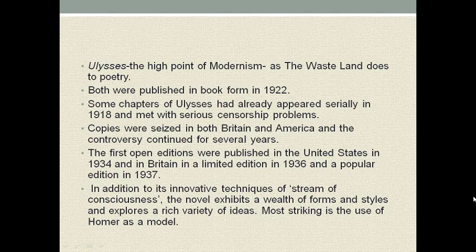And both The Wasteland and Ulysses were published in book form in 1922. Some chapters of Ulysses had already appeared earlier, serially in 1918, and met with serious censorship problems. As a result, Joyce had great difficulty in finding a publisher for the whole book, which finally came out from Shakespeare and Company in Paris. And copies were seized in both Britain and America, and controversy continued for several years. The first open editions were published in the United States in 1934, and in Britain in a limited edition in 1936, and a popular edition came out in 1937.